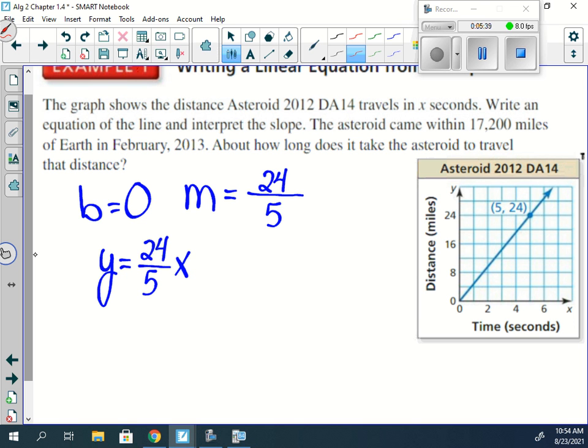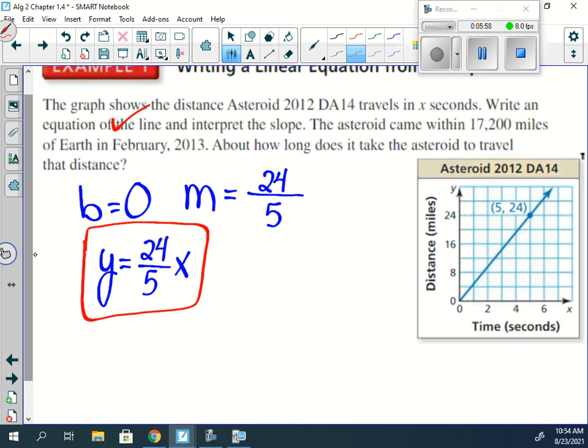Any questions on how we got the equation of the line? Okay, if we're good with the equation of the line, got it. Interpret the slope is what we need to do next.